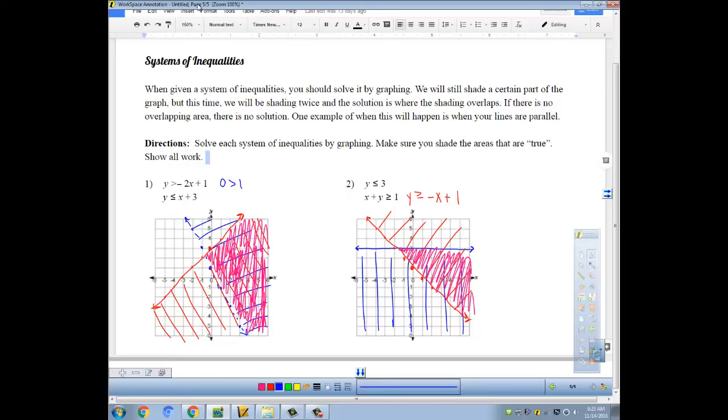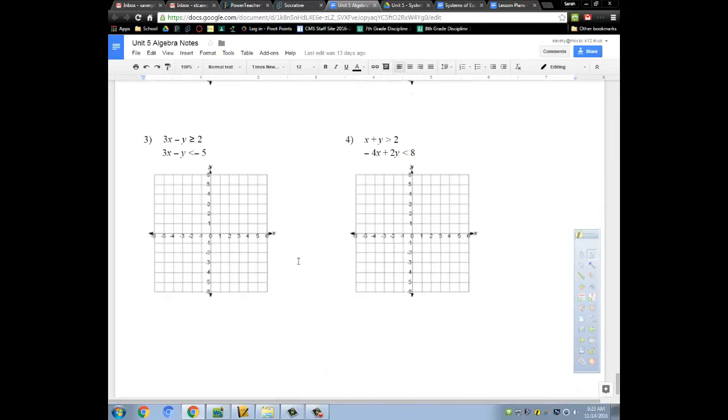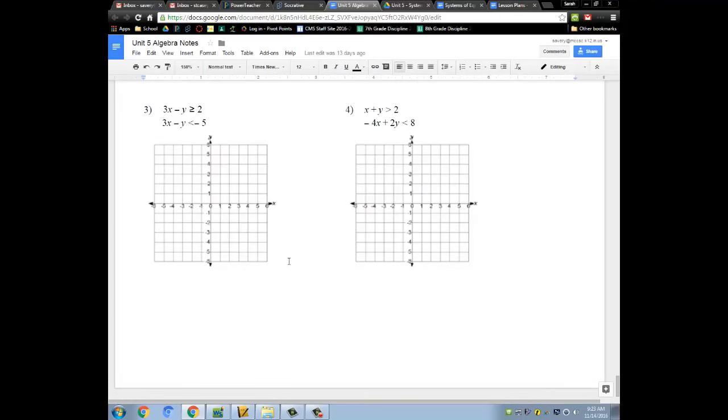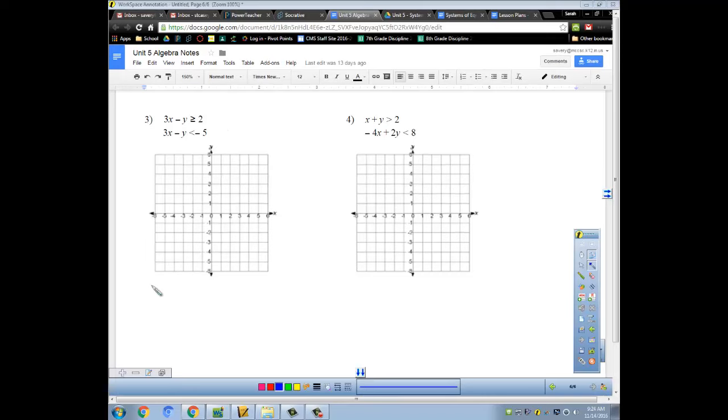Okay, moving down to number 3. Okay, for number 3 we have to get our y by itself, so I'm going to write that down here. We're going to subtract the 3x to the other side to get negative 3x plus 2. Change all of your signs, but when you change your sign, you also need to flip your inequality symbol, because remember, that's like dividing by a -1, and when you multiply or divide by negative, you flip your inequality symbol.